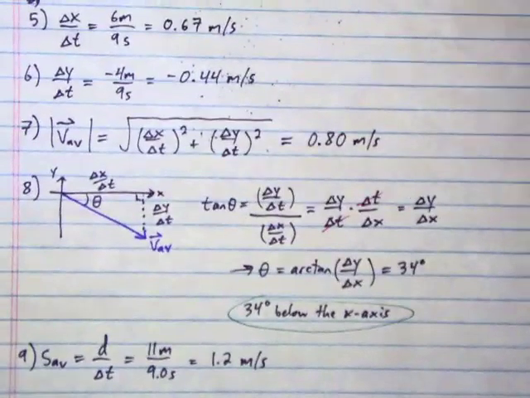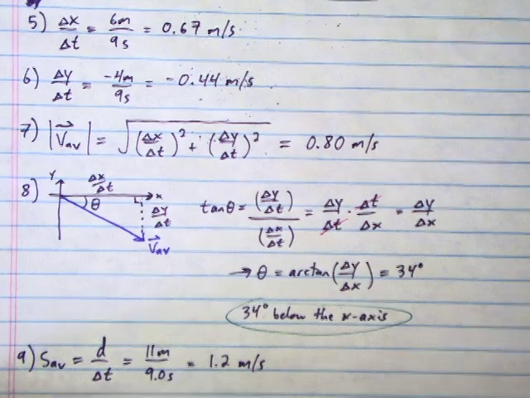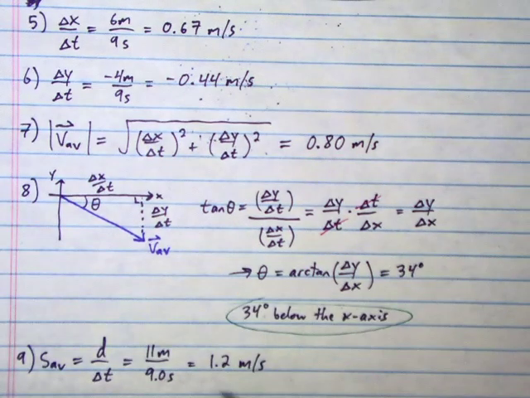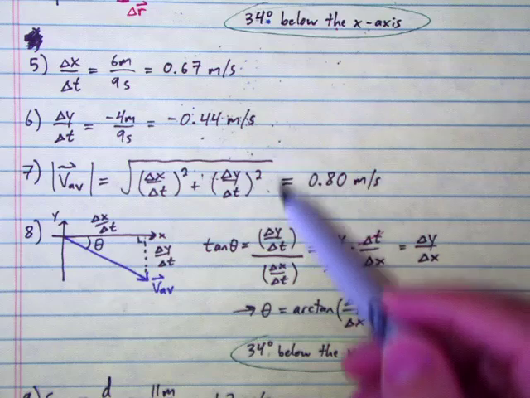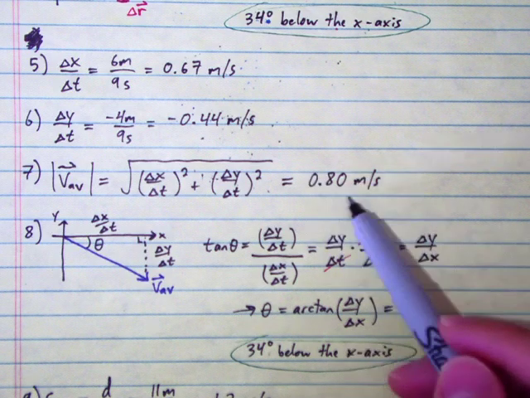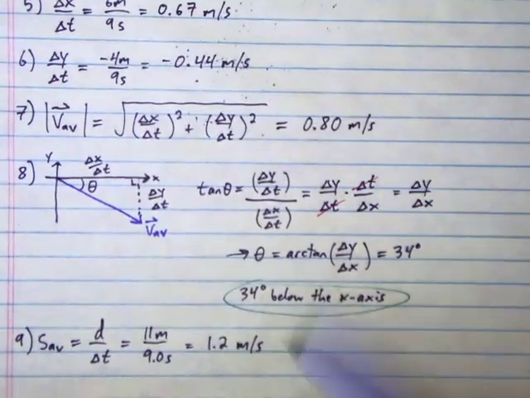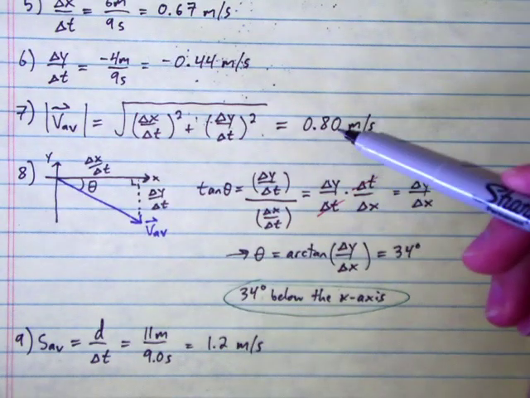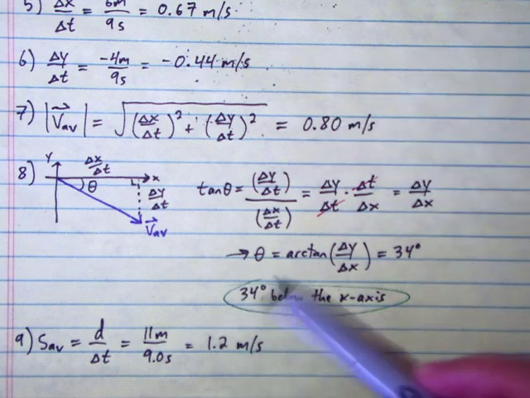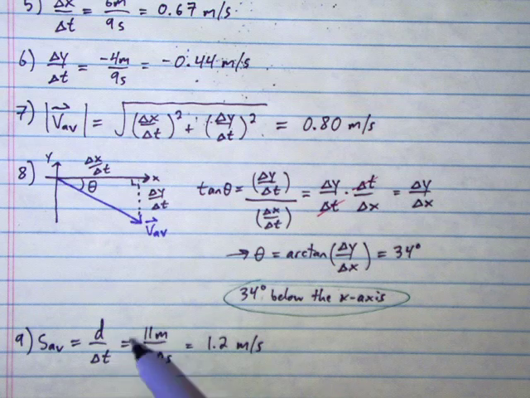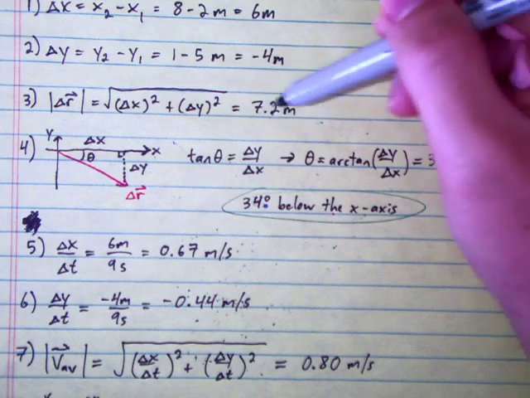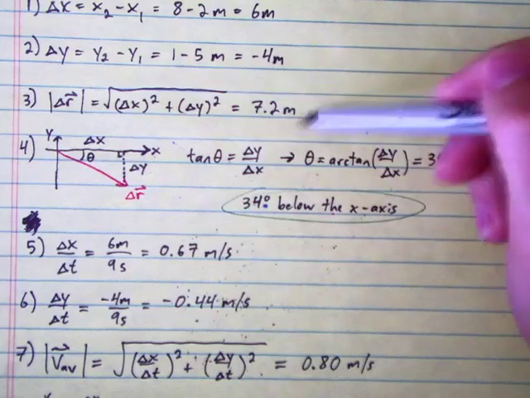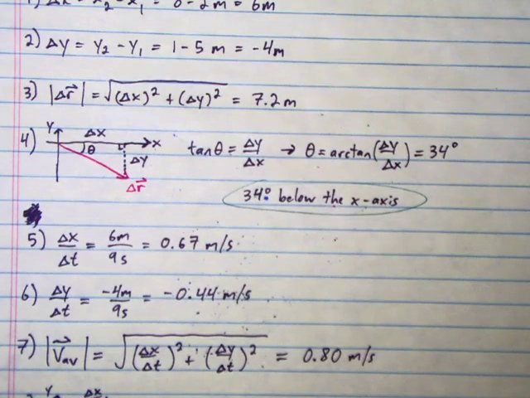And then lastly, the average speed is straightforward. That's just the distance over the time. Oh yeah, notice the average speed, 1.2 meters per second, compared to the magnitude of the average velocity, 0.8 meters per second. Average speed is larger than the magnitude of the average velocity. That's because, of course, this distance traveled, 11 meters, is much greater than the straight line distance, 7.2 meters, the magnitude of the displacement. That 11 meters is greater than the 7.2, so your average speed comes out to be greater than the magnitude of the average velocity. That's always the case.